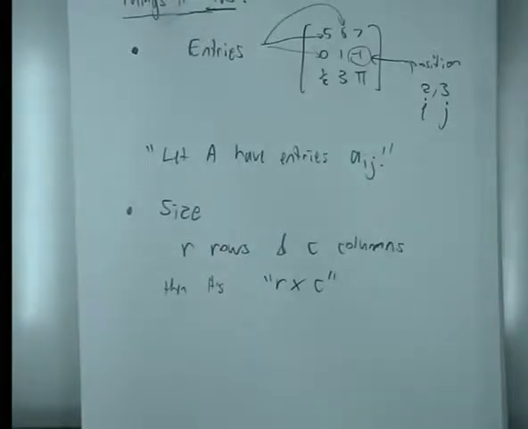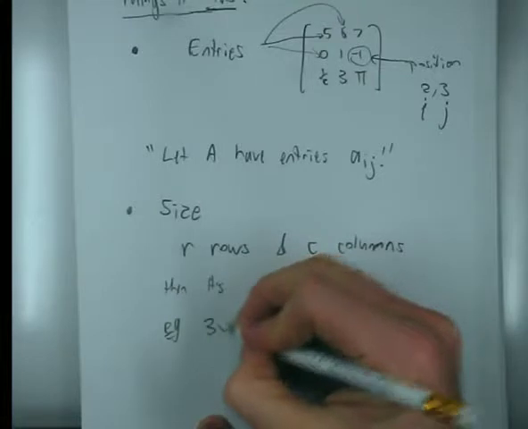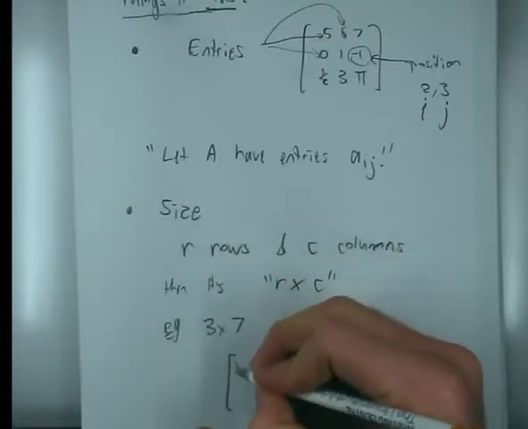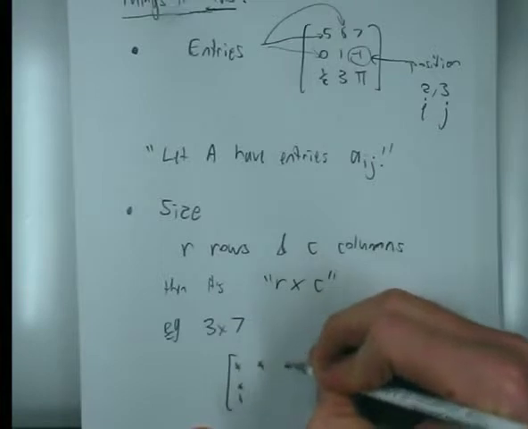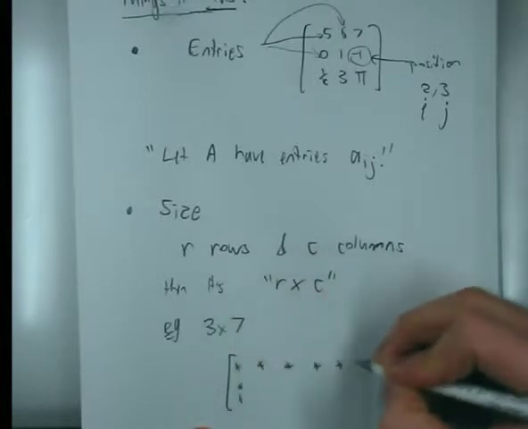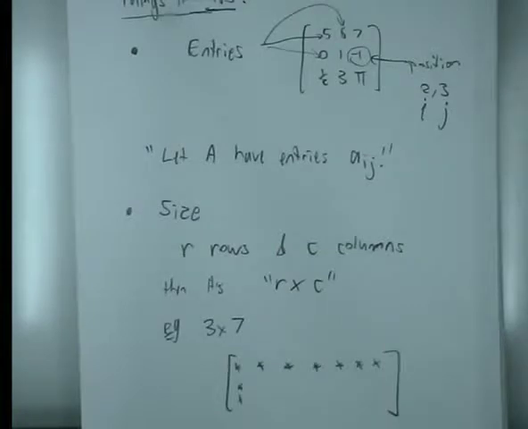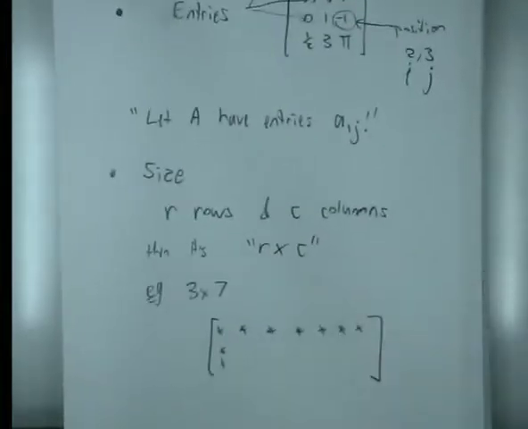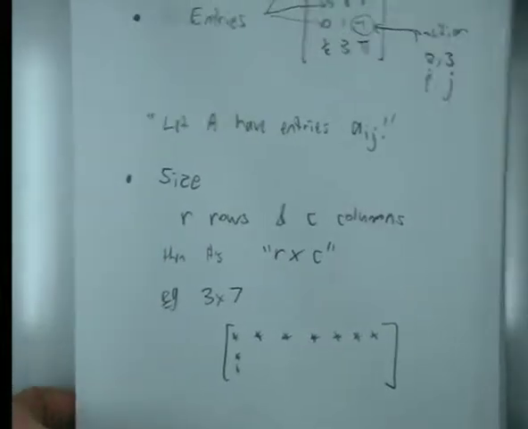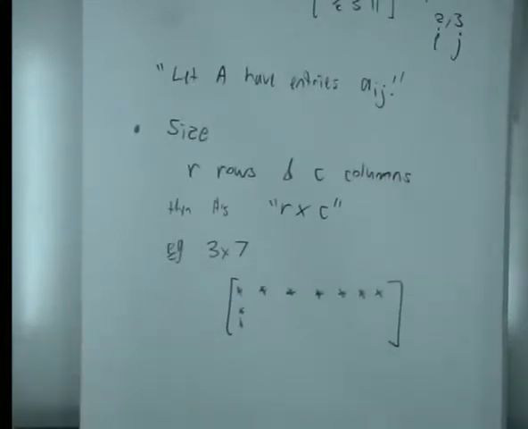Lovely. Okay, I tend to remember it as how high it is and how wide it is. I don't think of it in terms of rows and columns because I just draw a picture. So for example, a 3 by 7 will have 3 this way and 7 this way. And you'll fill in all the rest, right? That's how big a 3 by 7 matrix is. Okay. So there's some things that it has.